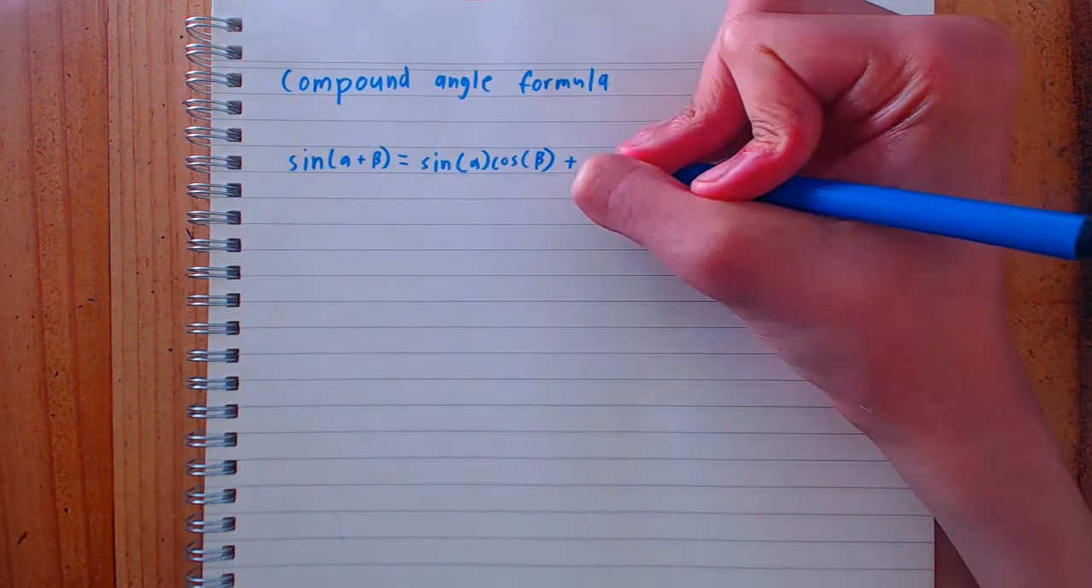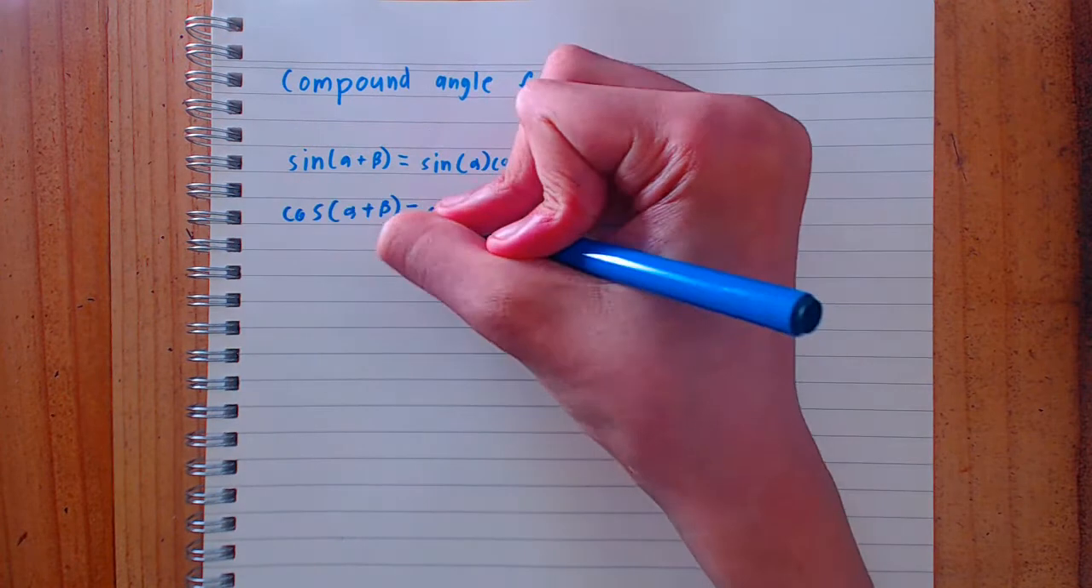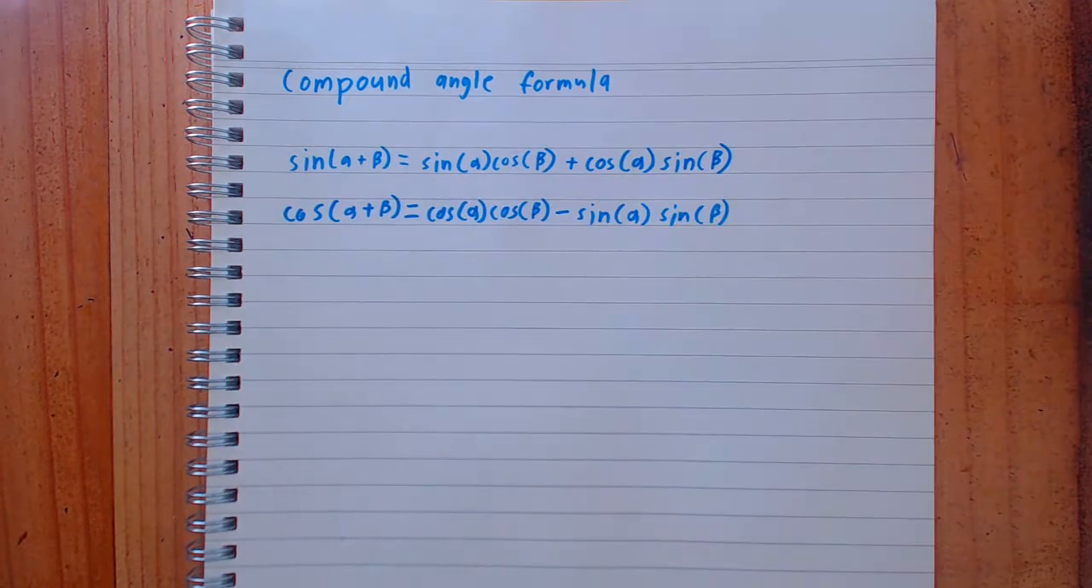For sine of x and cos of x each, the rules are: sine of alpha plus beta equals sine of alpha cos of beta plus cos of alpha sine of beta, while cos of alpha plus beta equals cos of alpha cos of beta minus sine of alpha sine of beta. In this video, we're going to prove those two identities.